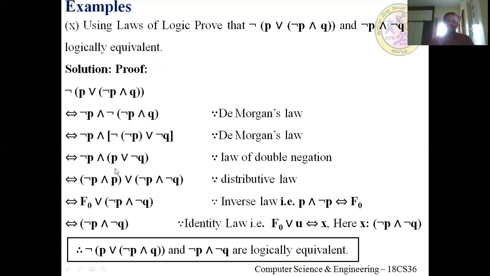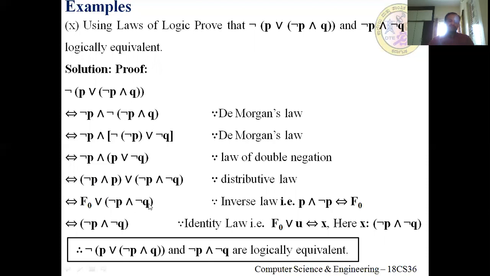Then once again we apply the distributive law, that is negation of P and P or negation of P and negation of Q. We know that negation of P and P is equivalent to contradiction as per the inverse law. That's what I mentioned here. You need to derive each and every step. For each step, you should mention the reason why that step has arrived.